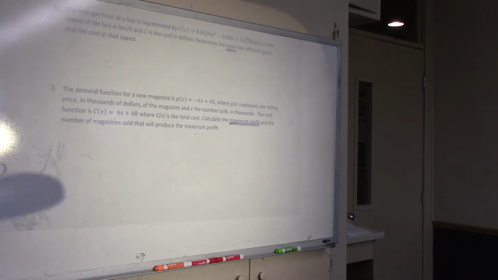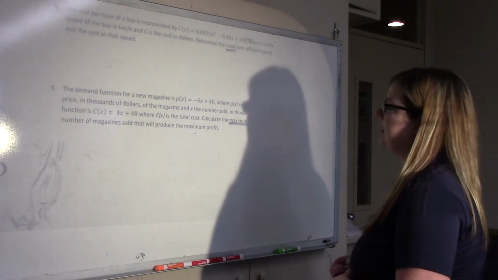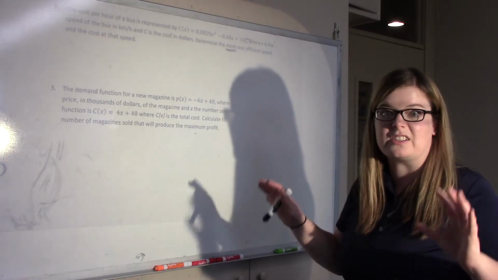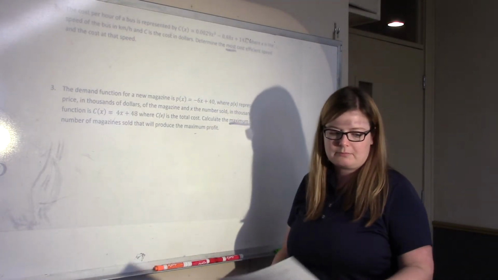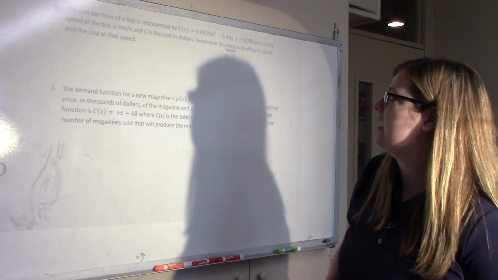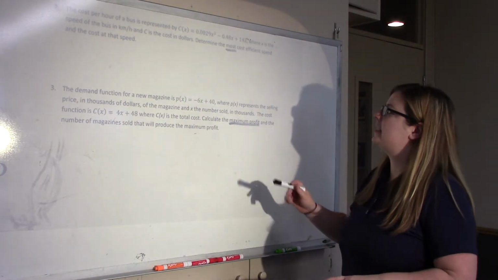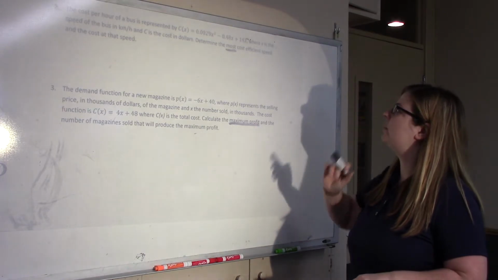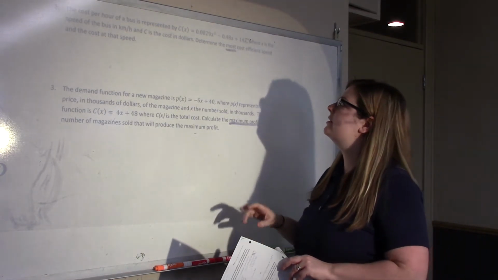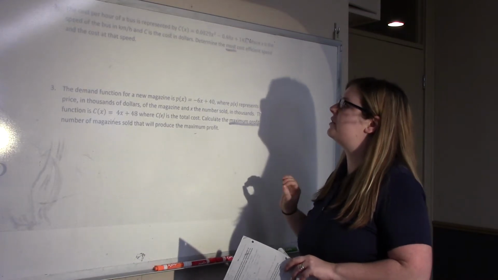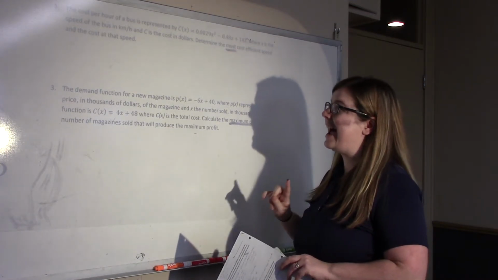Okay, here we get a little more complicated in 2 and 3 because the numbers look a little uglier, so some of us freak out. And in 3, we actually have to come up with a formula. So the cost per hour of a bus is represented by this function, okay, where x is the speed of the bus and c is the cost in dollars. Determine the most cost-efficient speed and the cost at that speed.